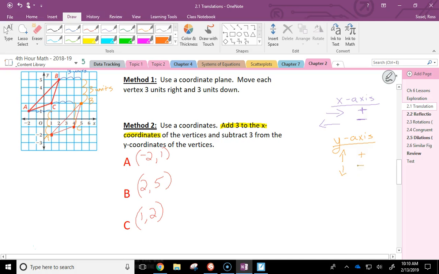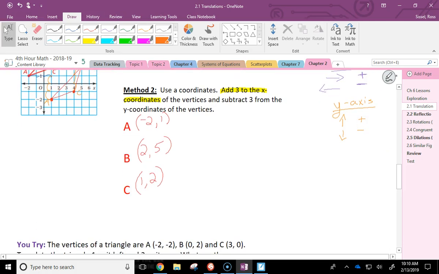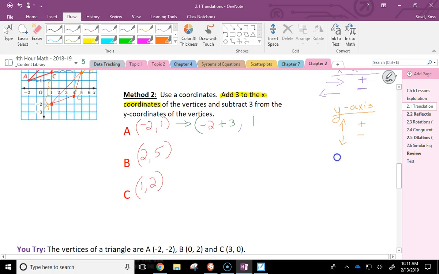So what I'm going to do for method 2 is simply rewrite what they told me. My X was -2, but they told me to move 3 to the right. So I'm just going to say -2 plus 3. My other coordinate was 1, and they told me to go down 3. So I would say subtract 3. That would be my coordinate points. So this is how we're going to do method 2.